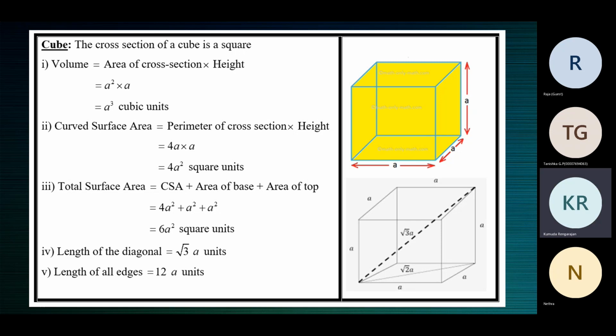All right. So we're going to start a new chapter, volumes and surface areas. Let's see the introduction to this chapter. So the first solid you see here is a cube. Now we say that the cross section of a cube is a square. Now what do we mean by that?